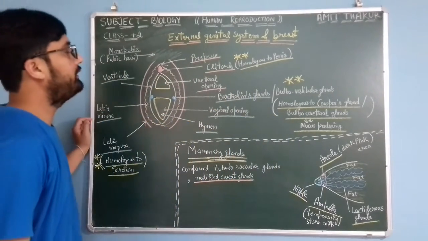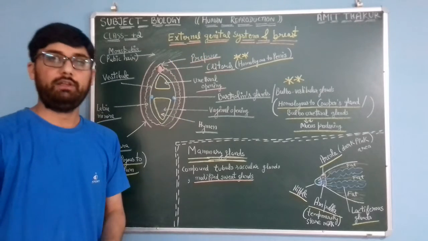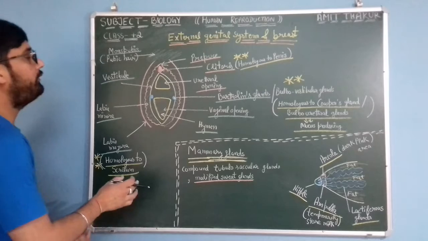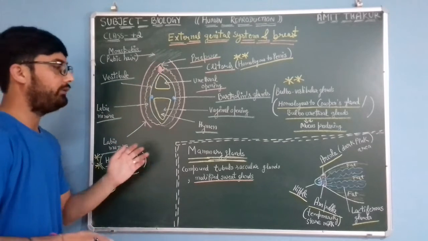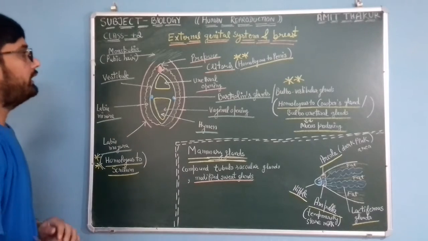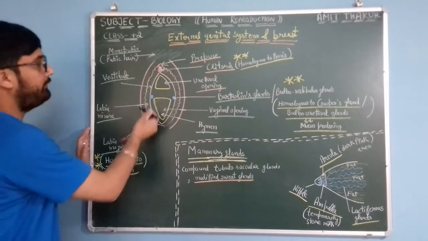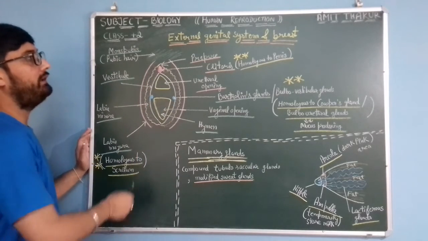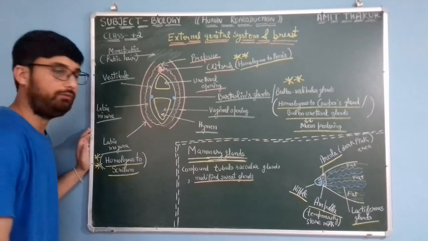Good morning, students. Today our topic is the external genital system and breast in the female reproductive system. First of all, let's discuss the external genital system of the female. Here you can look over here. This is the female reproductive part, or you can say the external genital system of the human female.